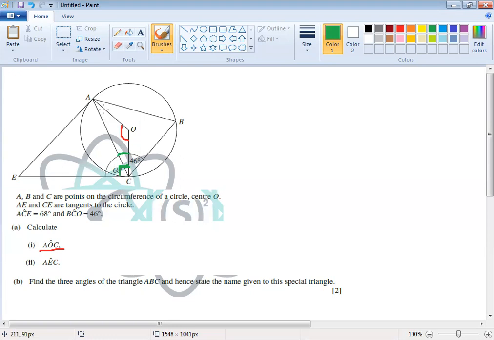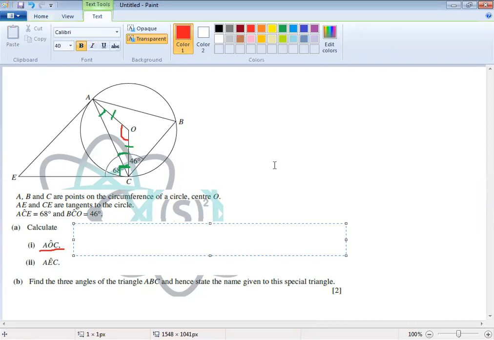These two angles are the same because it's an isosceles triangle. How? Both of them are radii. So it's an isosceles triangle. If this is 22, this is also 22. Add both and subtract from 180. Tell me what you get for AOC. It's paper 2. Calculators are allowed. 22 times 2 and then 180 minus 44 is 136.